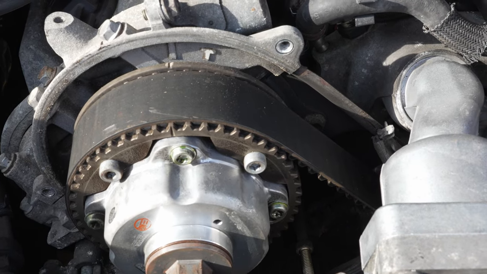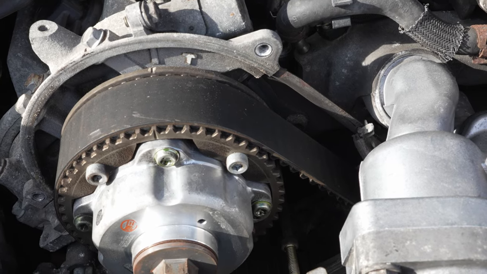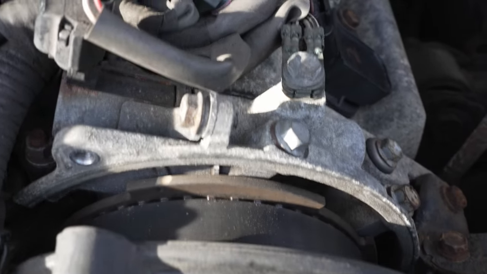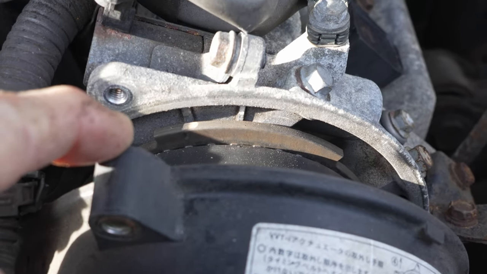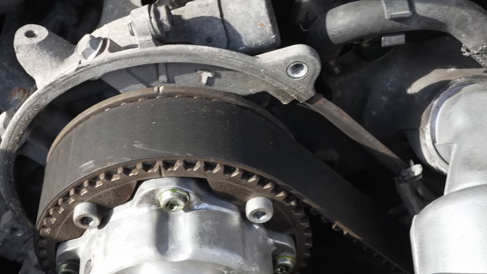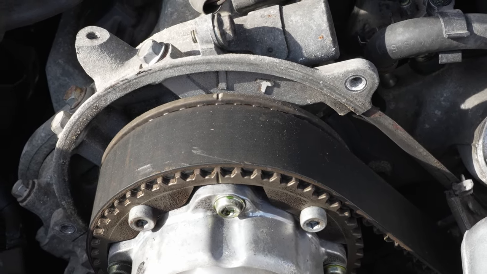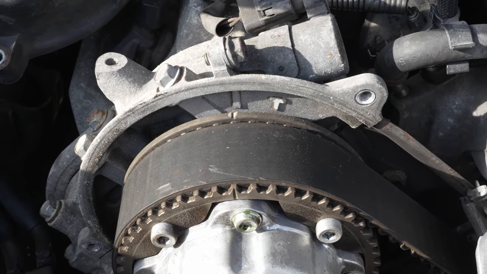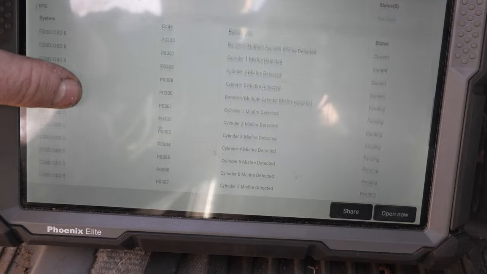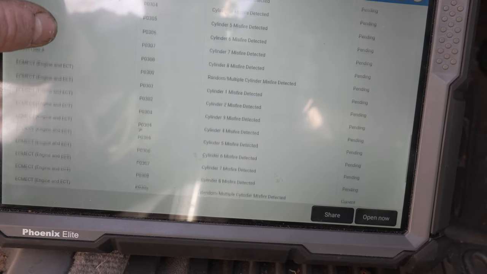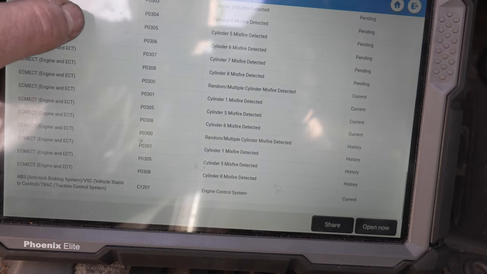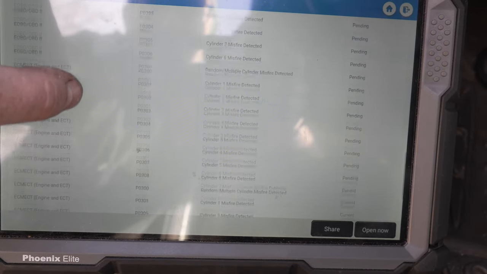So out here in the parking lot, before we even started or tried to move it, I took the top covers off and put the crank at top dead center, and we're in time. So now we can pull it into the shop and see what's going on. We've got quite the plethora of codes, and they all appear to be misfire related. Which is gonna make it fun.